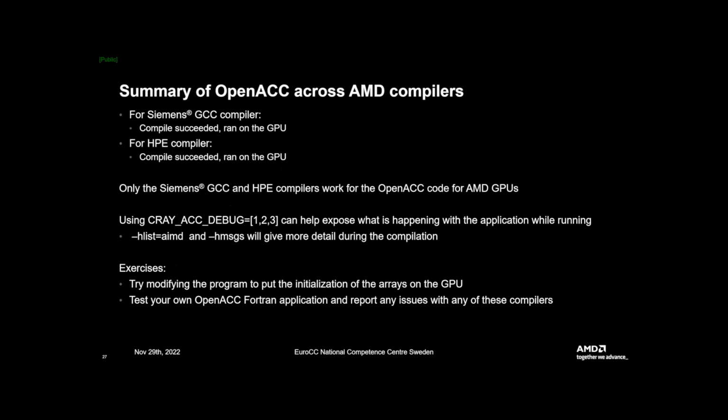So you can try those exercises, and you can try expanding that region to include more of that simple code. Then you could try testing your own OpenACC Fortran application, and you can report any issues with that, and we'll pass it up the chain. I do strongly recommend trying out just a very simple program to make sure your tool chain is working before you throw it at a big complex application.